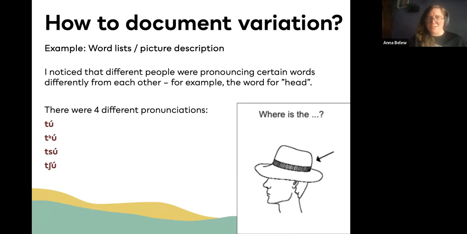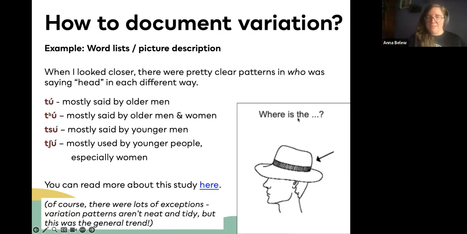And I was like, that's really interesting. What's going on here? So, I did some spreadsheet linguisty stuff where I noted down the age and the gender and where the person had grown up and what sentence they were saying this word in and all this other stuff. But I noticed an interesting pattern.